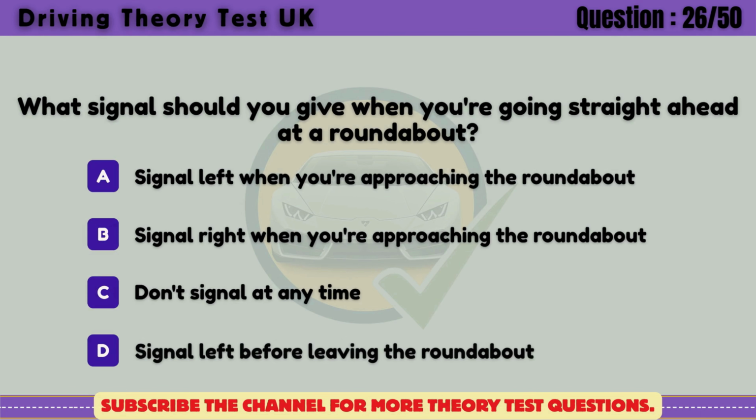Question 26. What signal should you give when you're going straight ahead at a roundabout? Option A. Signal left when you're approaching the roundabout. B. Signal right when you're approaching the roundabout. C. Don't signal at any time. D. Signal left before leaving the roundabout.